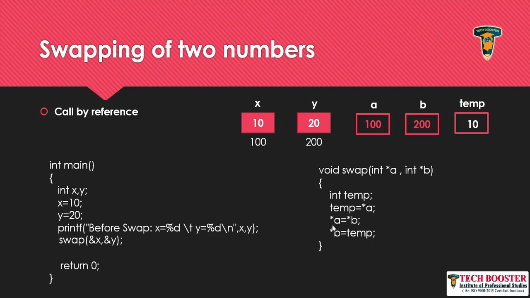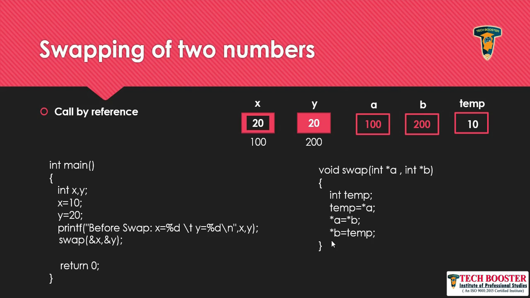Then in my next line what we have is *a = *b. So what is *b? b is your 200, and *b means the value that you have at this address 200, which is nothing but 20, and *a is your 10. So what I am doing is replacing 10 with 20. That is, I am storing 20 in x now. So you can see now I have 20 in x.